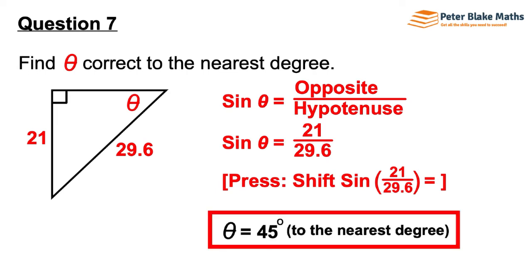So it should be a decent size angle for your answer to fill you with confidence. But the important thing, whenever you're finding an angle, press shift at some stage. The answer here, theta equals 45 degrees once we've rounded it to the nearest degree.